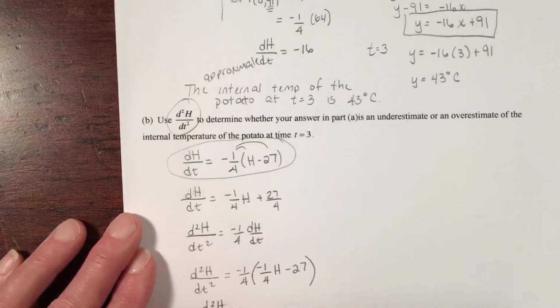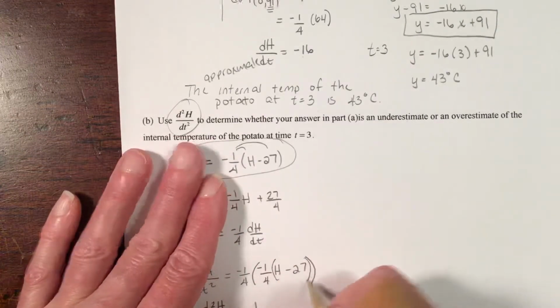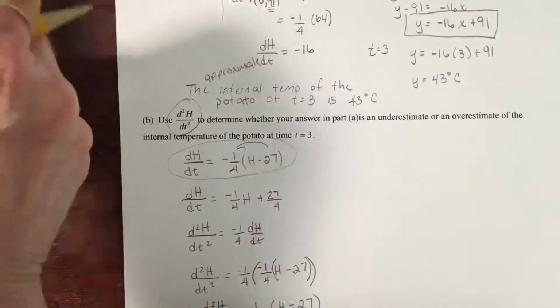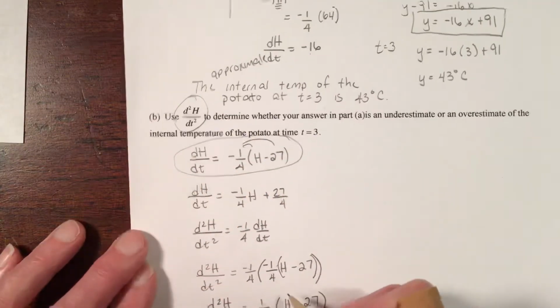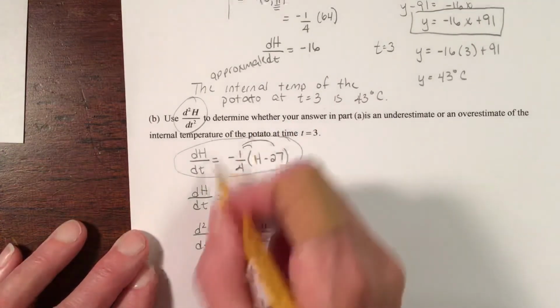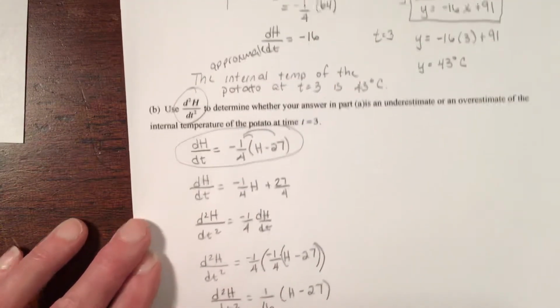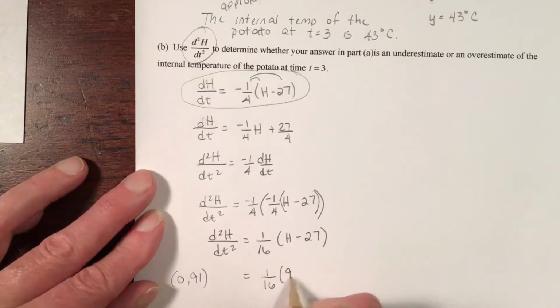So the rule for the second derivative here is 1 over 16 (h minus 27). Now using this rule, I can go ahead and substitute in. Now remember, we set up the derivative using t equals 0, so I'm going to evaluate this at 0, 91. I'm going to plug 91 in here, right? We want to know what's happening at the curve when t equals 0.